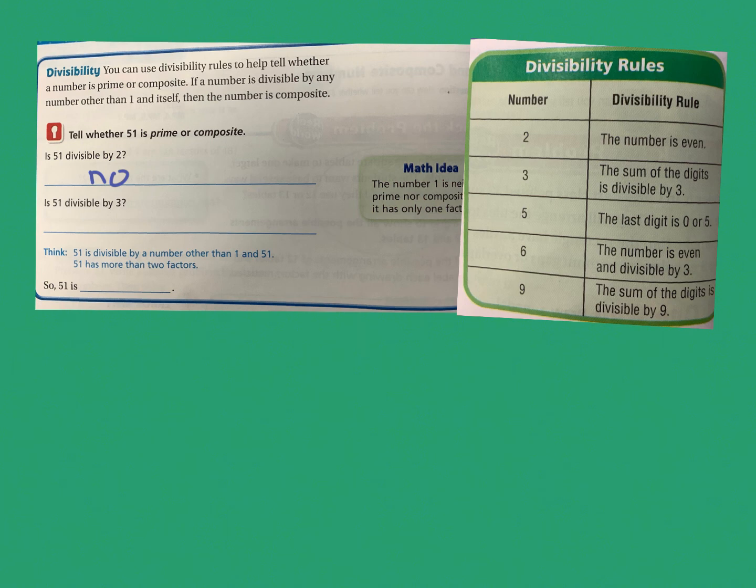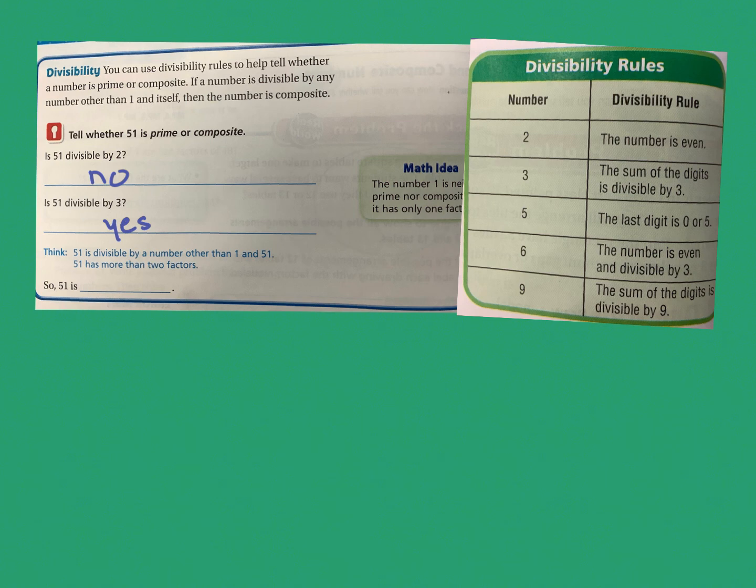Is it divisible by 3? Oh, well, let's go to the 3 rule. The sum of the digits is divisible by 3. Sum of the digits, 5 plus 1. 5 plus 1 is 6. Well, 6 is divisible by 3. 3 times 2 is 6, right? So that means that 51 is also divisible by 3. So yes, it is. And as soon as I find out there's another number that can be a factor of 51, then I don't even have to find out the rest of them.